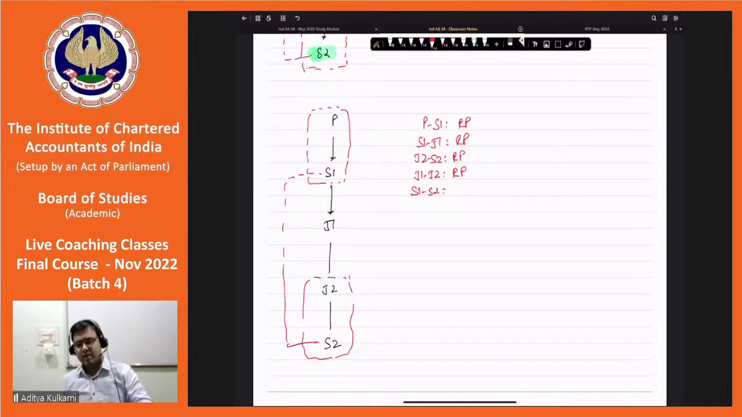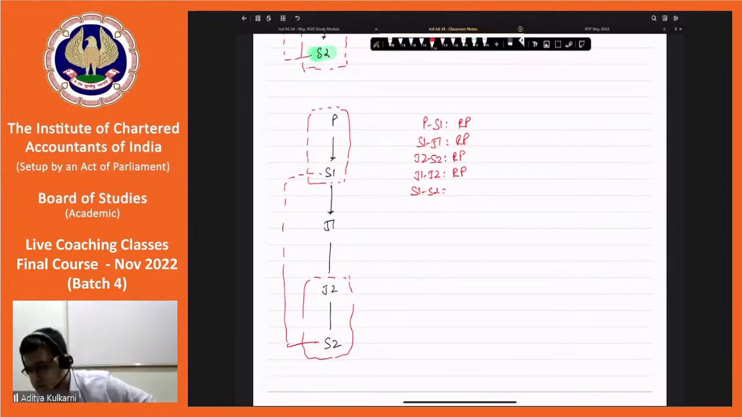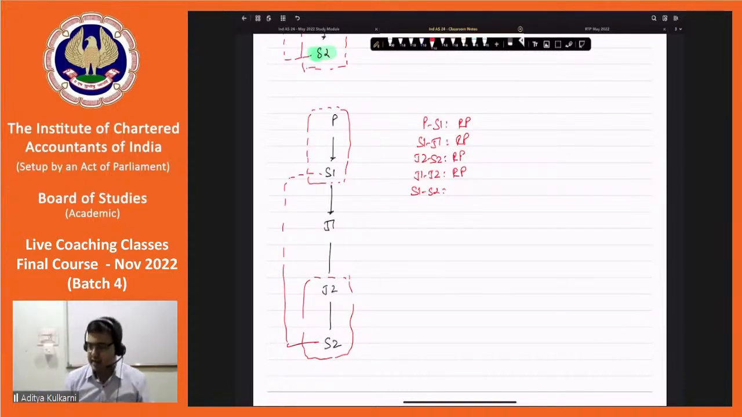Do you think S1 and S2 would be related in this case? No. Mahinder is saying no. Sairam is saying yes. Answer is no. Not related party. Understand the concept.